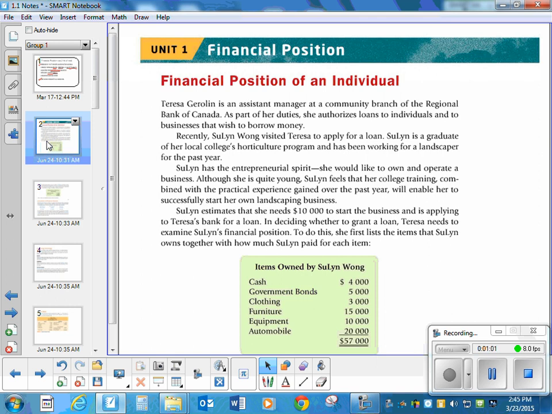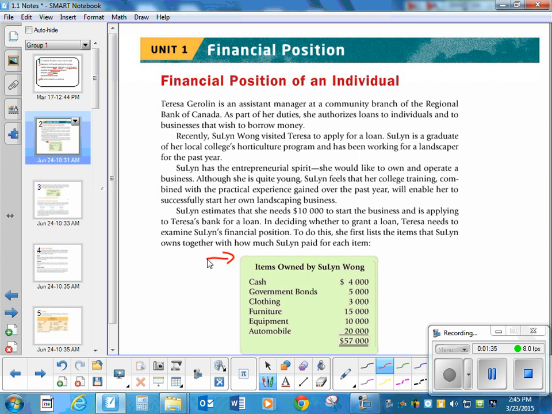So when we're talking about a financial position of an individual, we're talking about everything that they either own or they owe. And the textbook uses a person by the name of Su Lin Wong. And at the bottom here, you can see that she's gone into a bank and she's wanting to take a loan out to start her own landscaping business. And the bank has asked her to provide a list of all of the things that she owns. She has cash worth $4,000, government bonds worth $5,000.